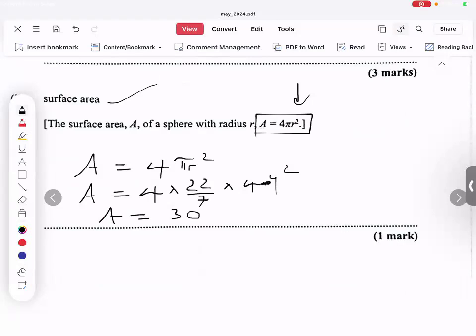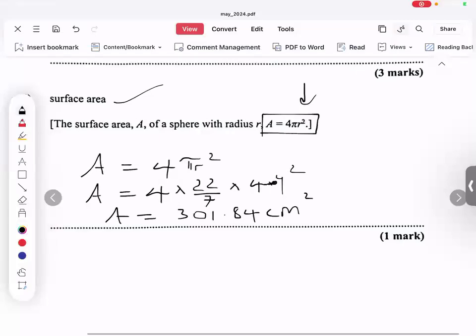301.84. You have somebody on? Somebody confirm. Oh, somebody has confirmed that. 301.84. Yes. And that's going to be centimeters squared. All right, and that's it. That is it, ladies and gentlefolks.